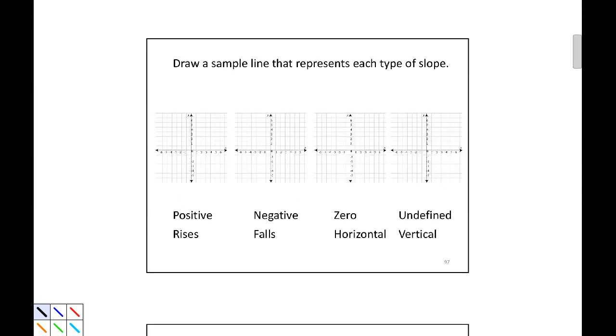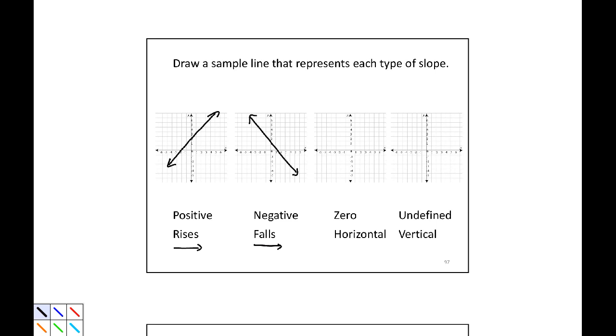So a positive slope, okay, and I'm just going to draw a line. A positive slope indicates that it rises as you go from left to right. Well, a negative slope falls as you go from left to right, so it would look something like this.